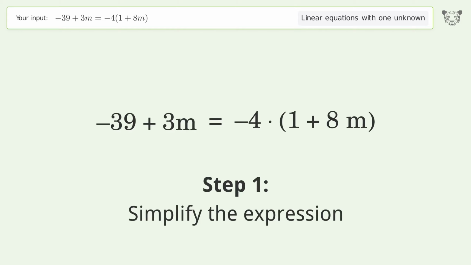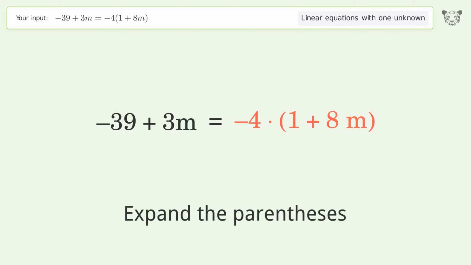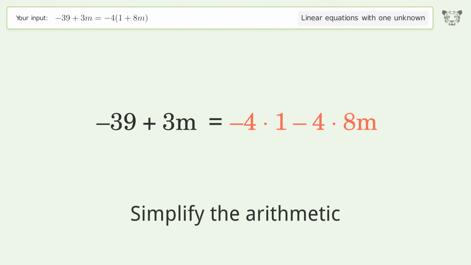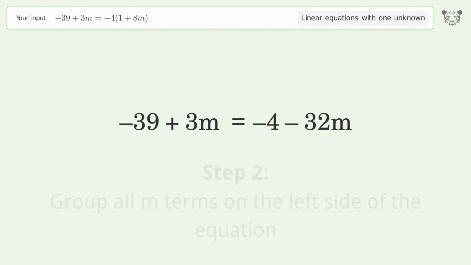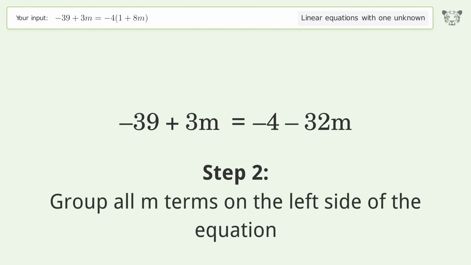Simplify the expression. Expand the parentheses. Simplify the arithmetic. Multiply the coefficients. Group all m terms on the left side of the equation.